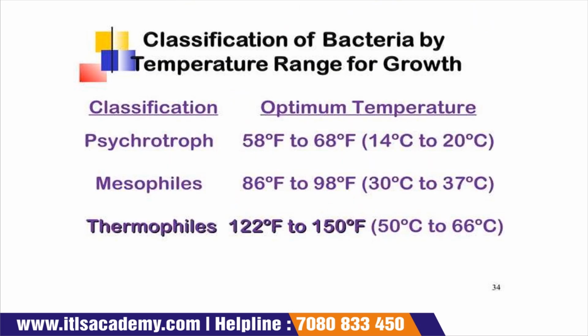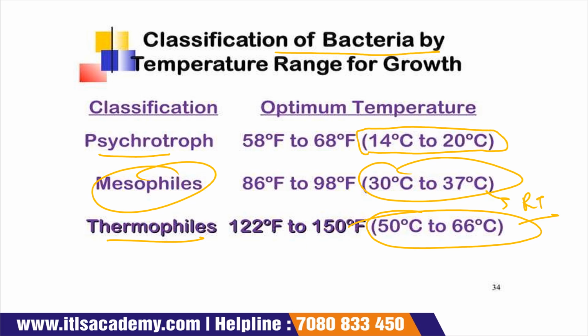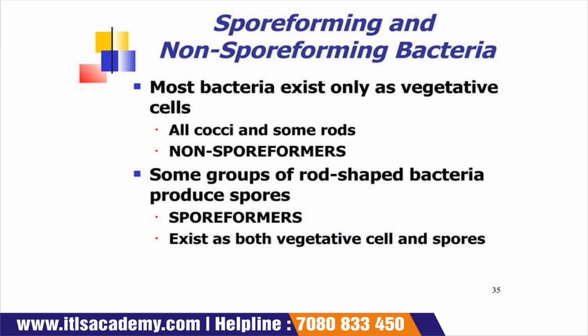If we see the optimum temperature, psychrotrophs are in the range of 14 to 20 degrees Celsius. Mesophiles are at 30 to 37 degrees Celsius, and this 37 degrees Celsius is even room temperature. Thermophiles require 50 to 66 degrees Celsius. This is the classification of bacteria by the temperature range for their growth.